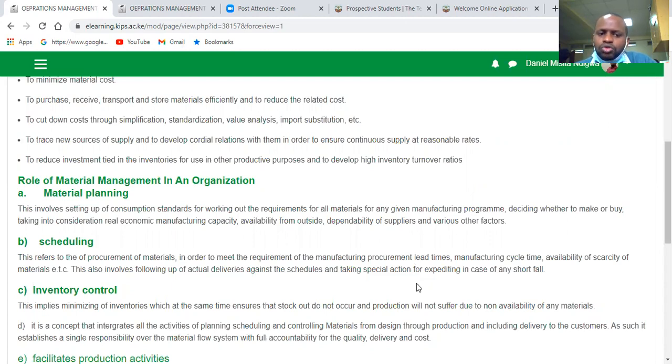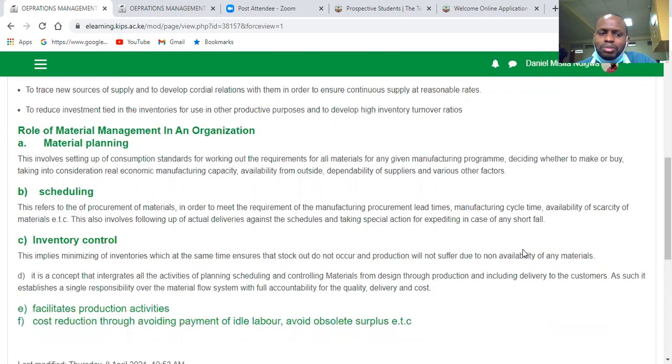So what are some of the roles of material management? Number one is material planning. So you'll be able to plan for the materials that you require in the organization. You'll also be able to do scheduling. Scheduling basically is common in production where you schedule for certain production. Therefore, this will trigger you to be able to come up with schedules of your material flow within the organization. Then inventory control is another.